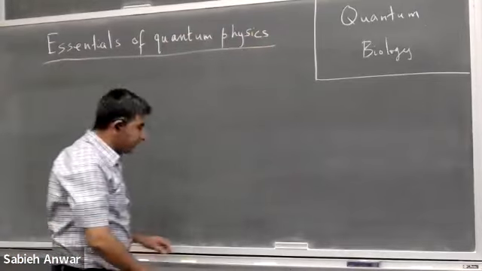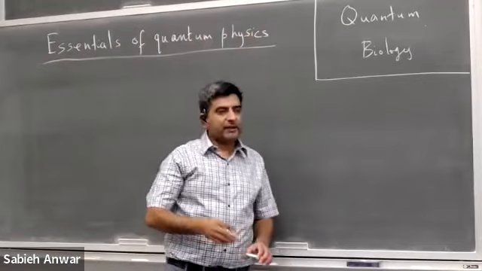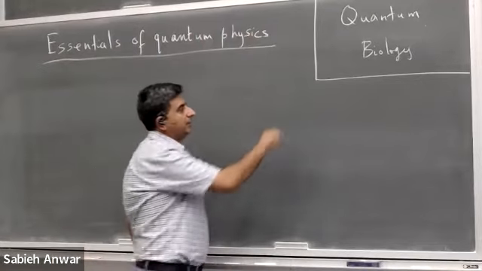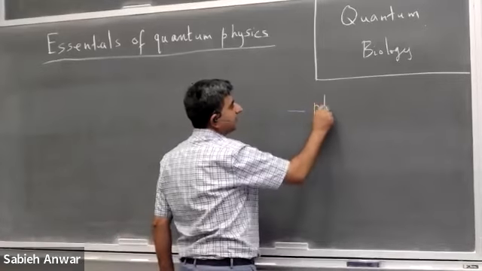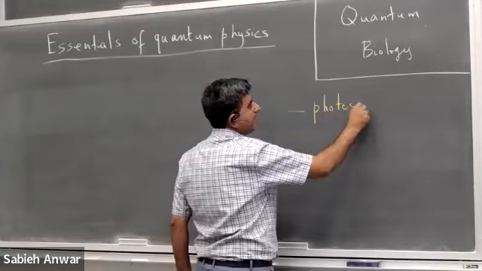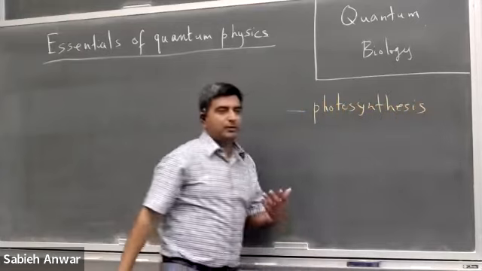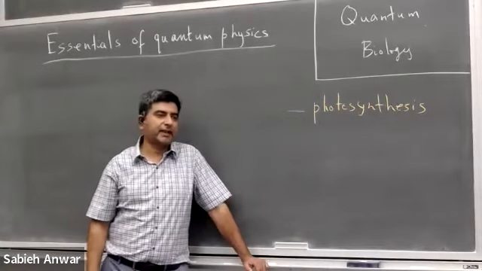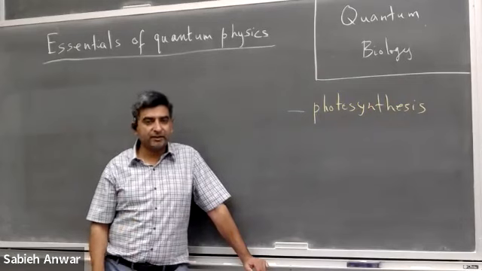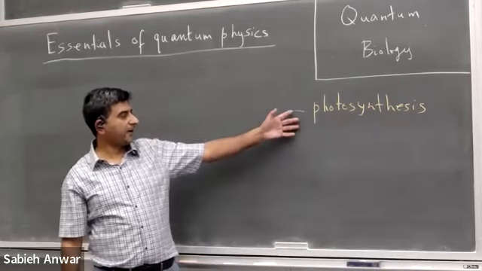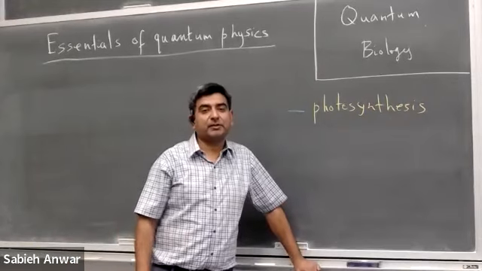And the kind of phenomena that have been explained by quantum biology are very diverse. For example, processes as important as photosynthesis, how chlorophyll harvests light and converts it into useful chemical energy. A process as important as photosynthesis is describable by quantum mechanics.